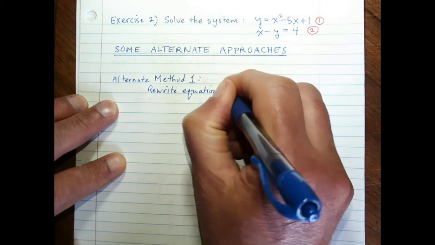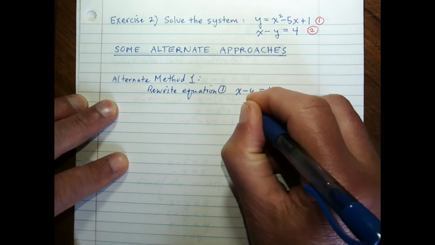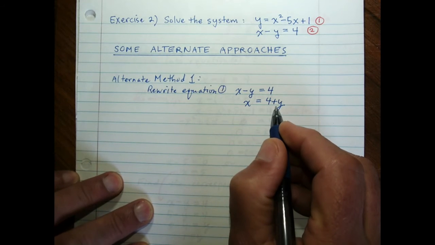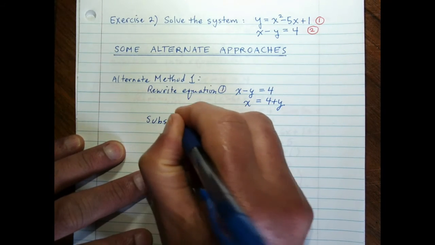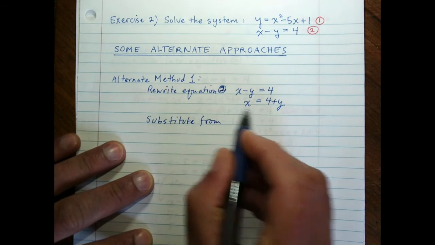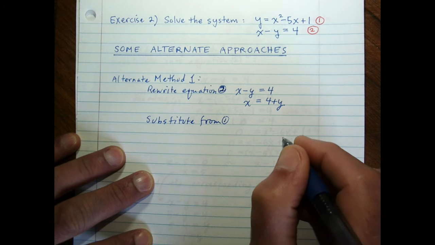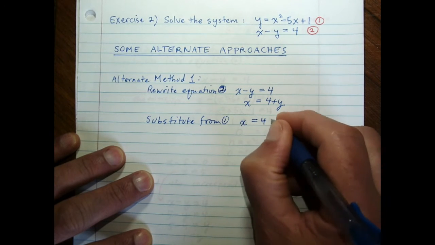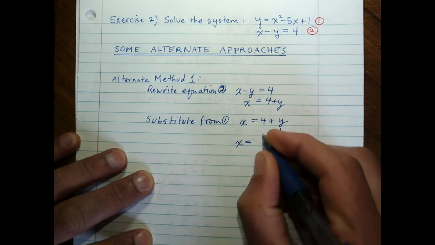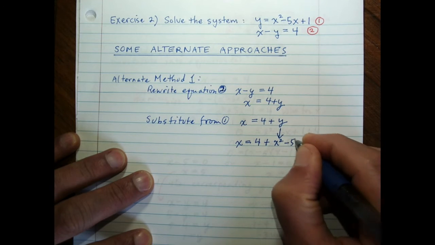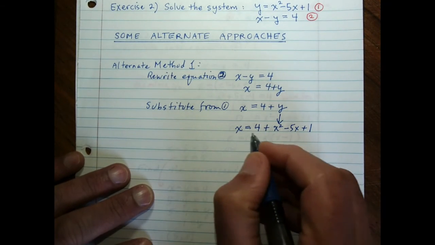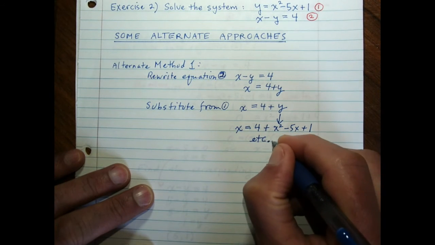I probably would have rewritten equation 1. Take that x minus y equals 4. I might have started out by just adding y to both sides of that. x equals 4 plus y. Then I have a positive coefficient on the y. And then I could substitute, sorry, I rewrote equation 1, and then I'm going to substitute into equation 2. So I'm going to take my x equals 4 plus y, my rewritten form, and into that I substitute the expression for y from the quadratic. x equals 4 plus x squared minus 5x plus 1. The nice thing about this is I have no minus sign to distribute, right? It's a little easier to manage. And I'm just going to say etc. We're not going to go through all those steps.